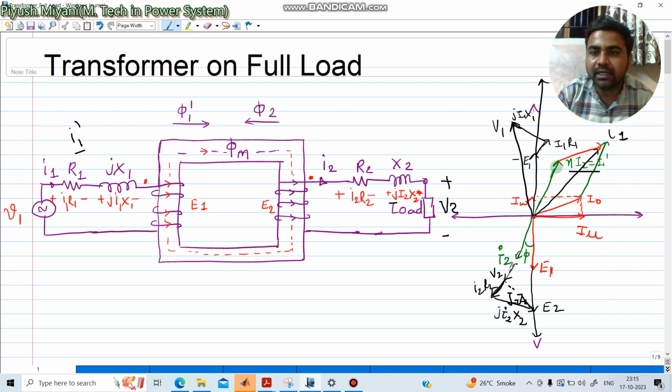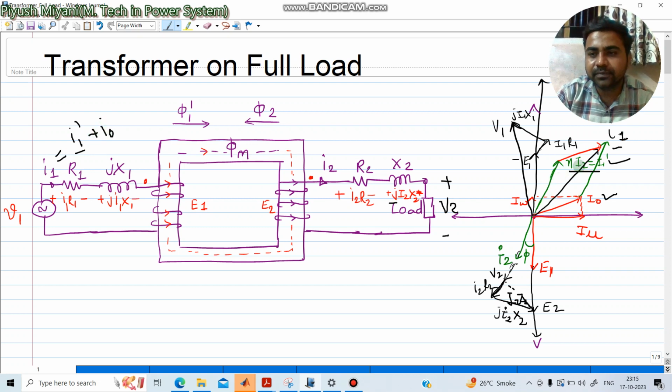Now here we have two currents, one is the no load current I0 and the other is I1 dash. If you take the phasor sum, I have marked in the schematic in red this I0 and in green the I1 dash. If you take the phasor sum, this will give you I1. So I1 is the sum of I1 dash plus the no load current I0.